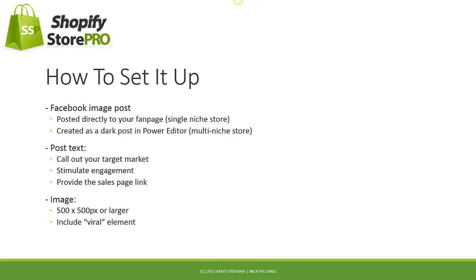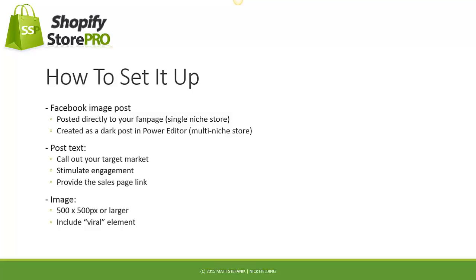Next is the image. So we need a square image. The larger the better, but 500 by 500 pixels is absolutely fine. And that will show up as a large image in the Facebook news feed. Okay, so it's taking up as much of the page real estate as possible. So your product image is going to be as visible as you can possibly make it. Make it just a simple product image on a white background.